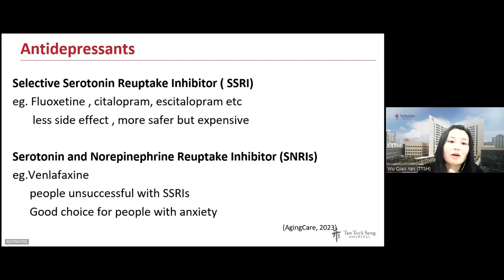Now I will share about the different types of antidepressants. The first one, the mainly used one, is selective serotonin reuptake inhibitors. These have fewer side effects and are safer but expensive. The second one is serotonin and norepinephrine reuptake inhibitors. When people are not successful with SSRIs, the patient will use this one. This one is a good choice for people with anxiety as well.